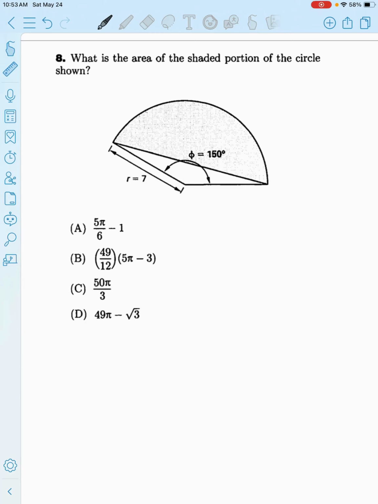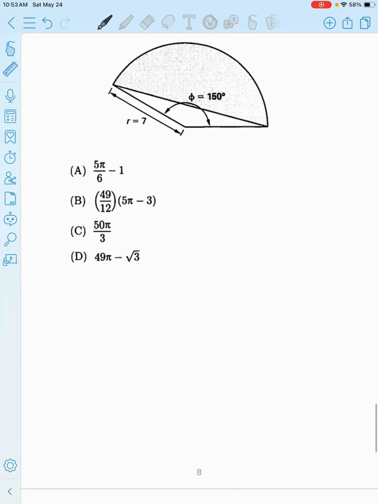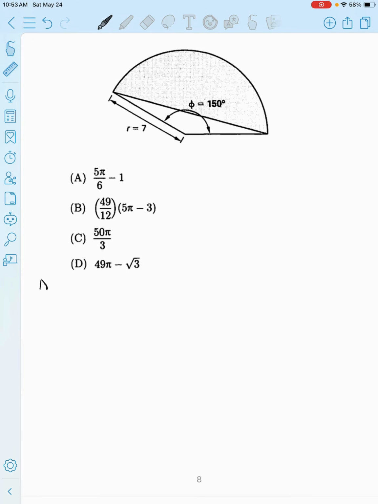I'll start with the longer way, which is also the easier way to understand. The area of the circle is pi r squared. If I ask you for the area of half of a circle, you're going to say half pi r squared, because I asked for half of the circle. It can also be 180 over 360 times pi r squared, which is half of the whole circle.